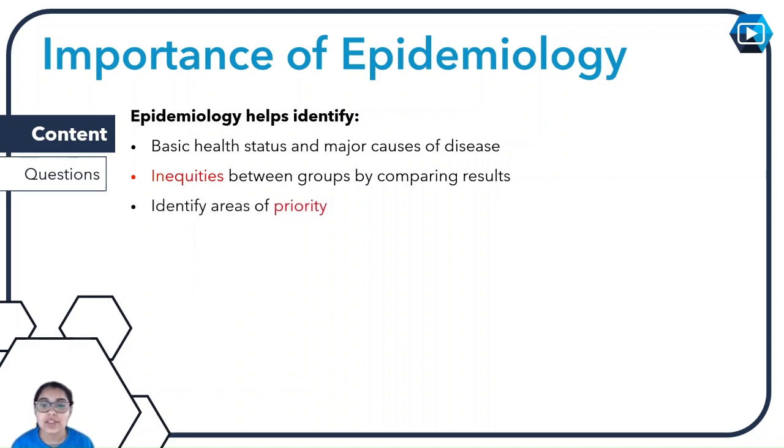It also allows us to identify areas of priority, and those could be conditions or diseases that affect a larger part of the population and therefore should be prioritized in comparison to other diseases. And that's something again that this module focuses on, considering how we actually identify distinct priorities in health based on epidemiological data.